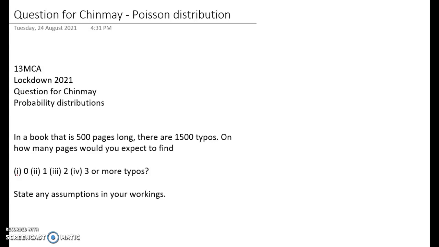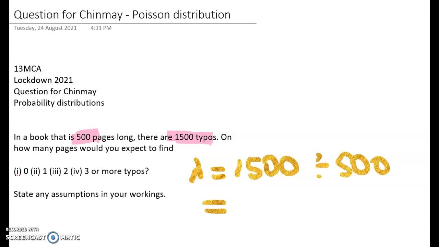So we've got a book that is 500 pages long and there are 1,500 typos in total in that book, right? And we have to figure out the distribution of how many typos we'd expect to find on some different page numbers. So in the total book, there are 1,500 typos and they're spread over 500 pages. So on average, the rate of typos per page is going to be equal to 1,500 divided by the number of pages, which gives me 3. I'm just going to change pen, so 3 per page, right?